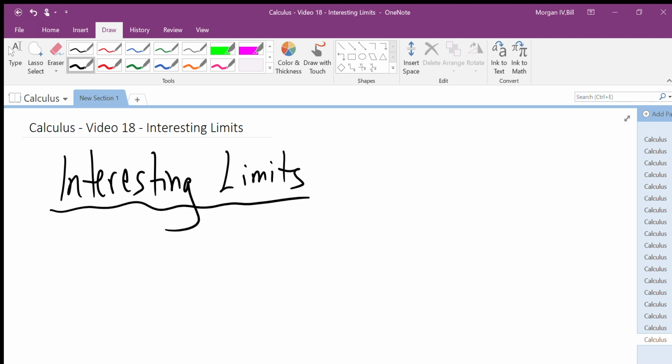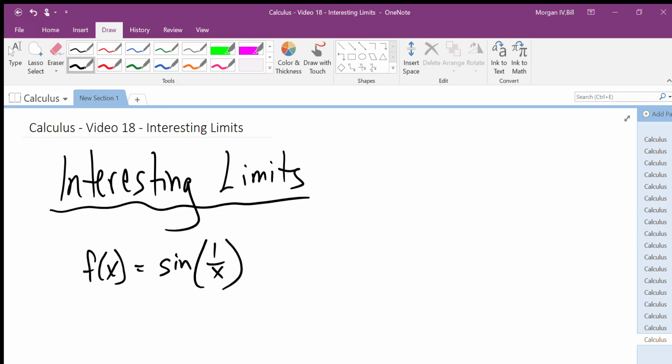Calculus, video 18, interesting limits. For my last video on limits, I'd like to talk about some interesting limits, or maybe a better title would be limits of interesting functions. But either way, let's start with this function. f of x is equal to the sine of 1 over x.